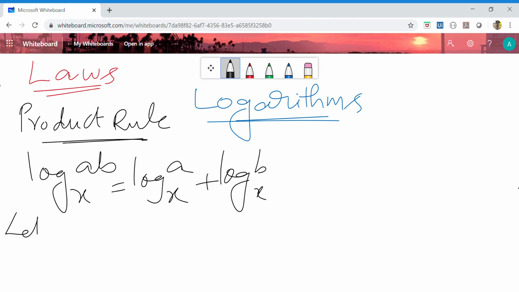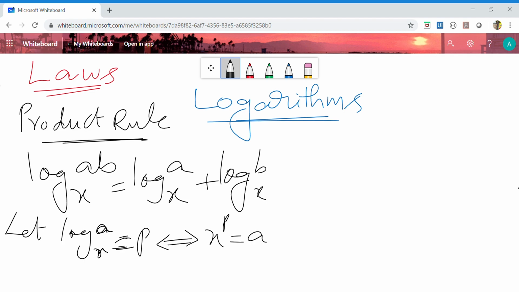Let us assume that log A to the base x is equal to some P. Log A to the base x is equal to P, if and only if, this is the logarithmic form. Then what is its exponential form? X to the power of P is equal to A, or A is equal to X to the power of P. Then let us assume that log B to the base x is equal to some Q. Then automatically its exponential form becomes X to the power of Q is equal to B.